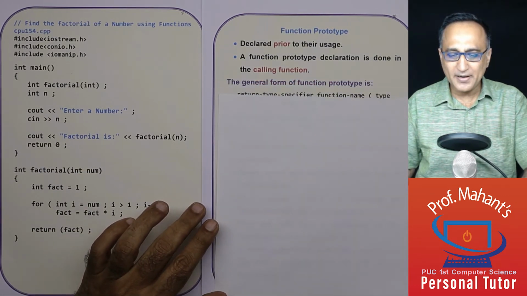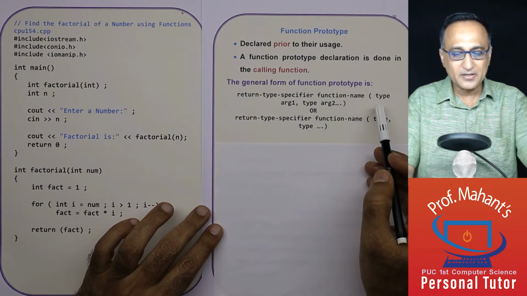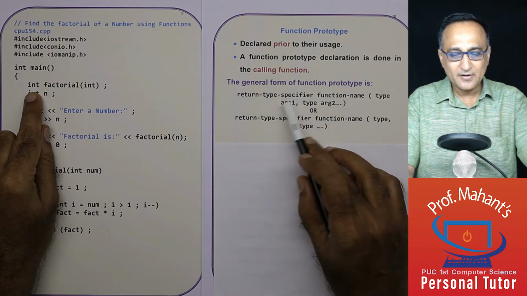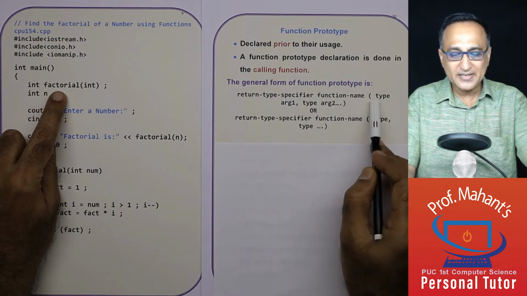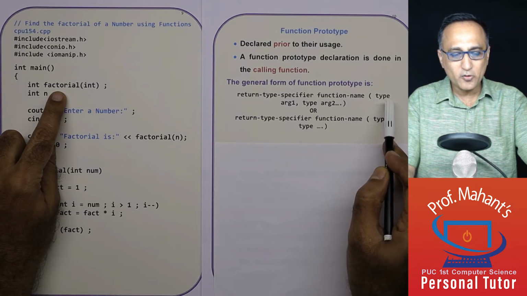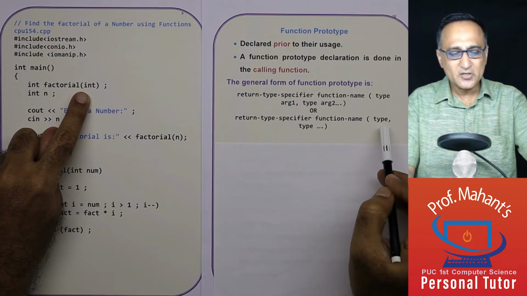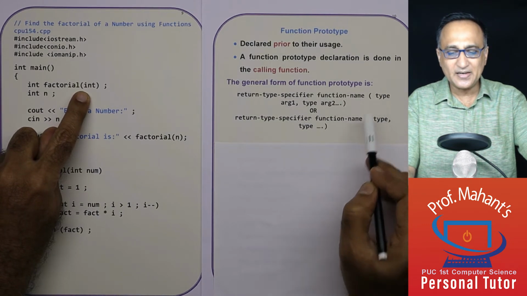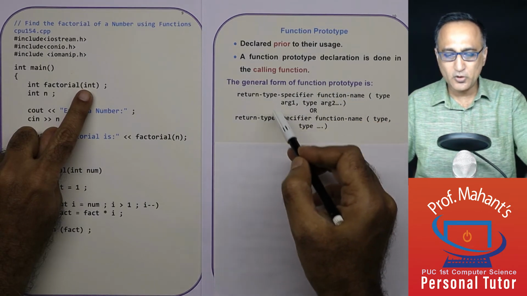The general format of the function prototype is return type. In our case, the return type is what? Int. Then the function name, factorial, and brackets. Then you can mention the data type along with some name, or you are only required to mention the data type. You don't require to mention the name. So stick with this, just mention the data type. This is the general form of the function prototype.